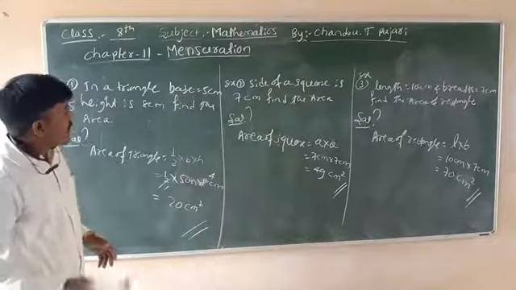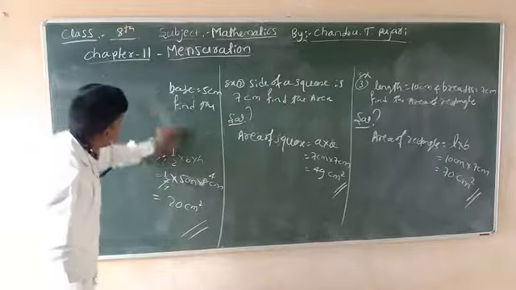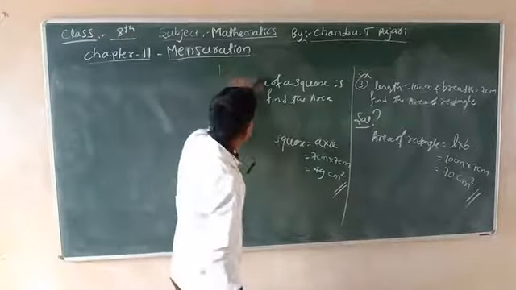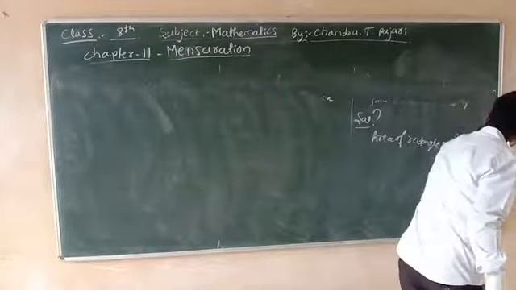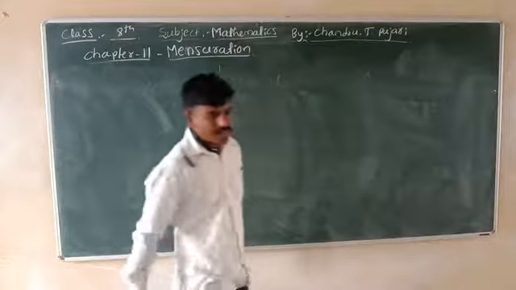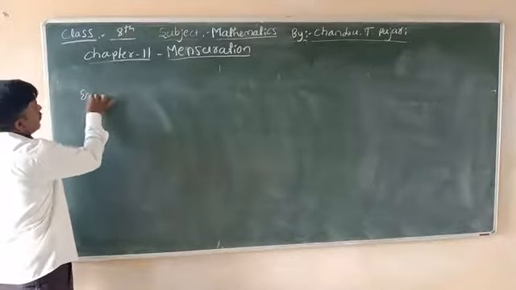Next examples are on parallelogram, rhombus, trapezoid, and also pentagon or polygon. Very easy questions. Only find the area. Example number 4.